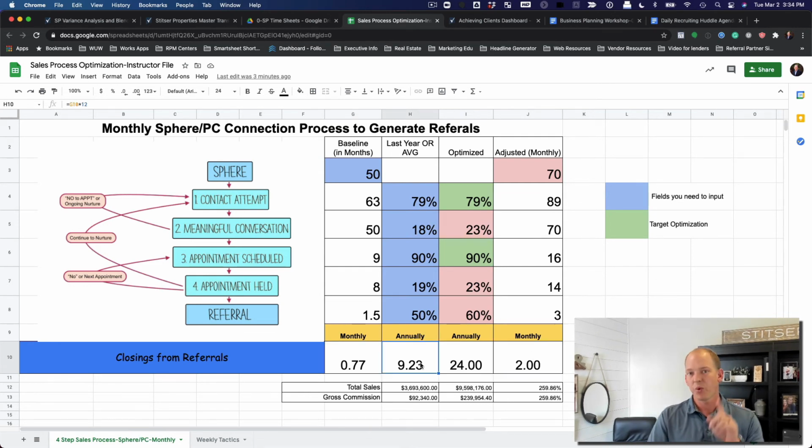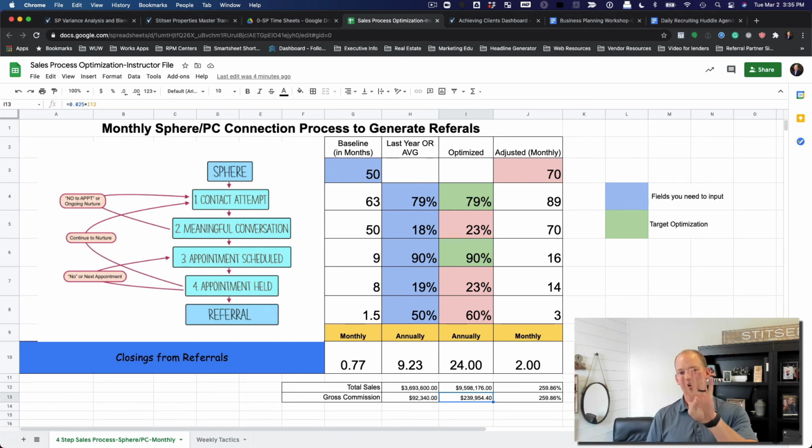We go from 9.23 sales annually, okay, call it 9 deals a year at 3.6 million, to 24 deals a year. 24 transactions a year at an average price point of $400,000 is $9.6 million. Gross commission goes from $92,340 to $239,954. Okay, again, this is at a 2.5% average income or commission and a $400,000 average price.